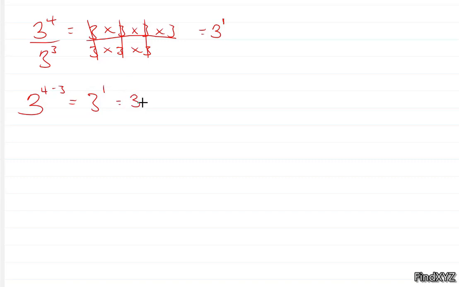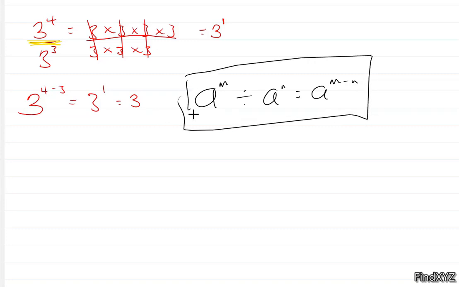How do we generalize? We generalize by saying that anytime we have the base dividing, you see this time they are dividing, we can keep one of the base and subtract the powers. So let's generalize it. If I have a to the exponent m divided by a to the exponent n, I can just keep the base and subtract the powers. Then what is the operator? Division. So I can write it as a to the exponent m minus n.